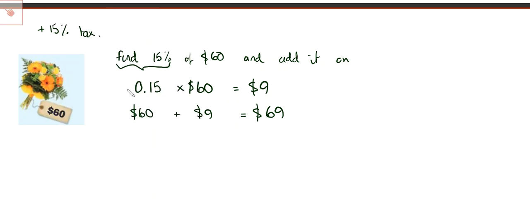Now, just one thing, guys, maybe add to our notes. $60 is what as a percentage? 100%. Okay, $9 is 15%. If I add those together, I actually end up with 115%, not dollars, percent.